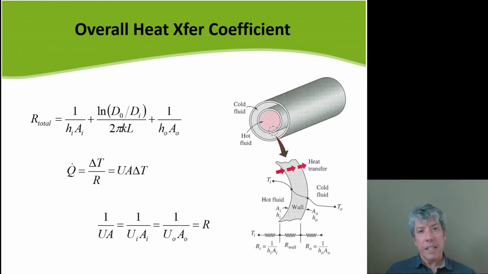Now, technically there's a difference, so really you've got to base the UA product on either the inside area or the outside area. But most of the time they're so close that we just neglect that part and we just call it UA, because the area is so close, as I said before, inside and outside. But there's still some resistance in the wall that separates the two fluids from one another.